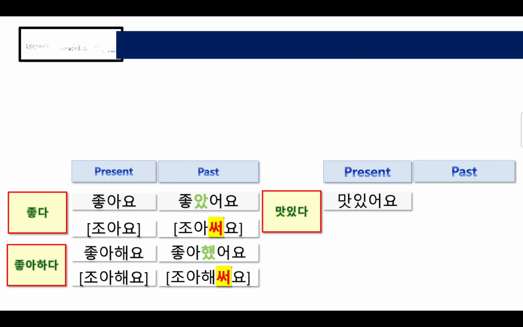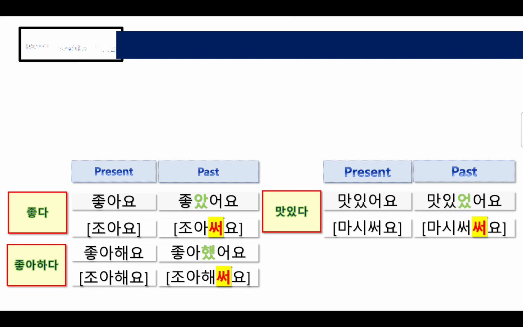맛있다, delicious. 네, 맛있어요. And this is quite interesting. There's already 서, right? And then because this is a past tense, we need to put one more 서. So 맛있었어요, 맛있었어요. 받침 always goes up. 맛있었어요.